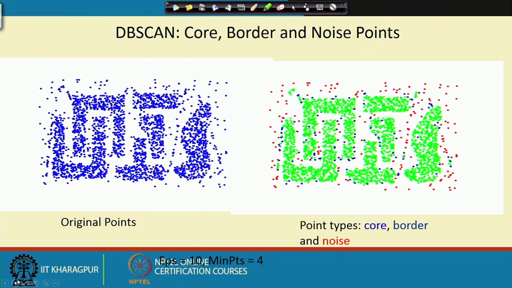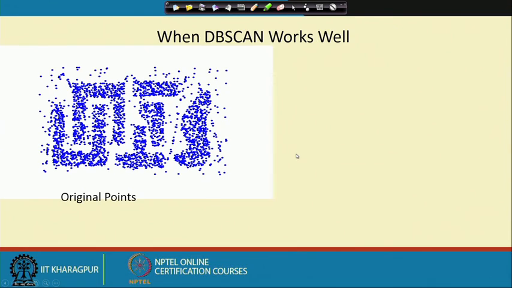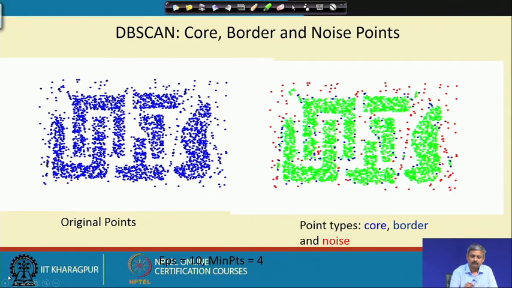Okay. So, here is an example of how we get this. Core, border and noise. These are the noise, these are the clusters. These are the noise.